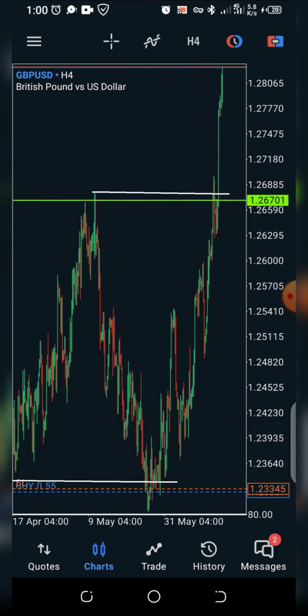I don't need many lot sizes to do this because there are some things that I put together in order to make this strategy very effective. What am I talking about? All right, let me show you something within few seconds.